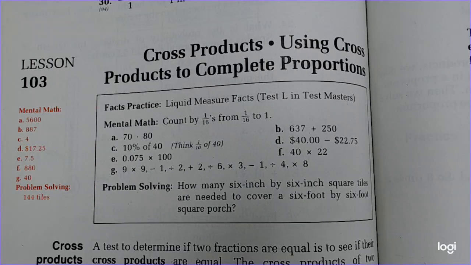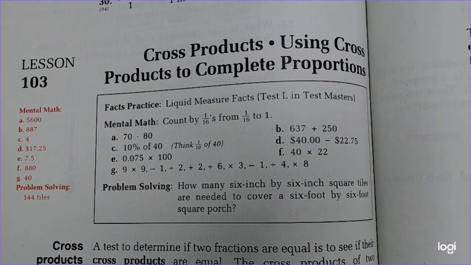Math 76, lesson 103. Cross products, using cross products to complete proportions. This is a lesson that I like to call cross multiplication. It's also something that the Greeks would have called the means equaling the product of the extremes. So this is actually a really old concept.